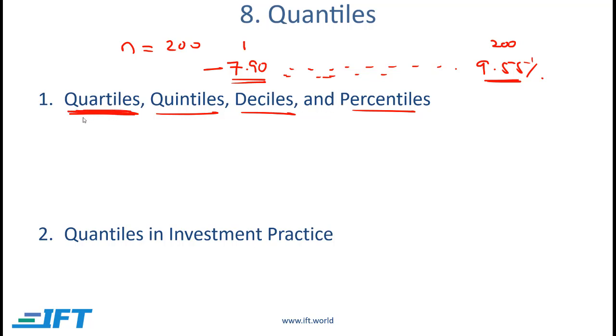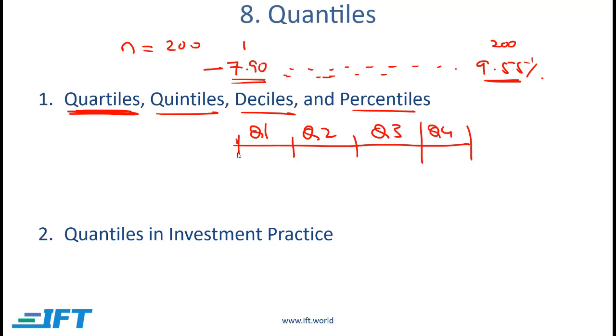Quartiles comes from quarter. This means that we take our data set and divide it into quarters. So we will have the first quartile, then the second quartile, the third quartile, and the fourth quartile. Here we would have the smallest number, and here we would have the largest number. So quartiles means dividing into 4 parts.